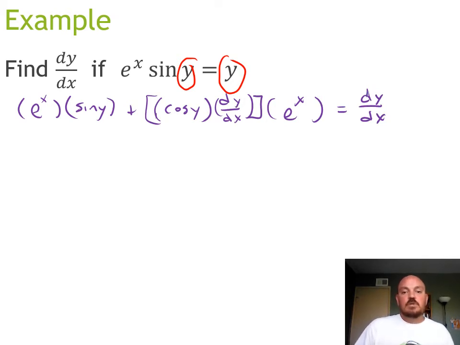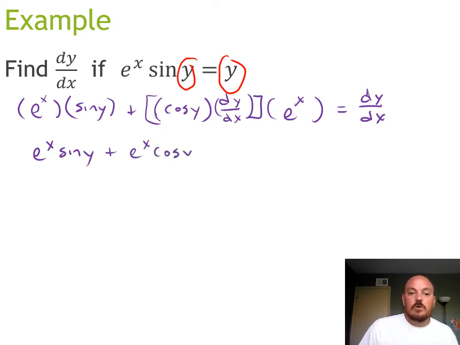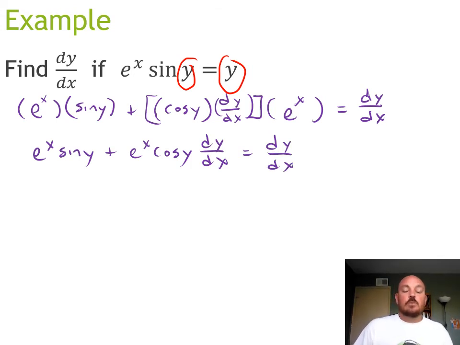So let's clean things up, move things around, get rid of the parentheses. We basically have e to the x sine y plus e to the x cosine y dy dx. I just took that e to the x and moved it to the front. And it's all equal to dy dx. So we've taken the derivative implicitly. Because we had two y's in our original problem, we end up with two dy dx's in our derivative.